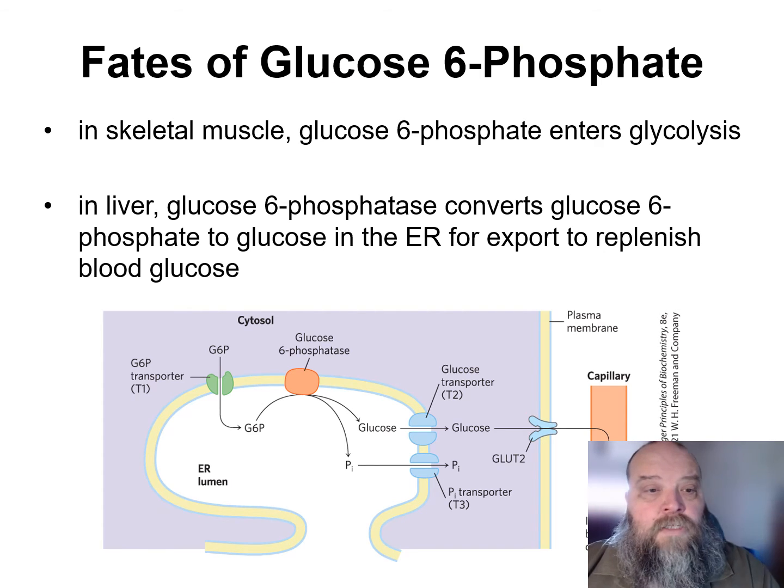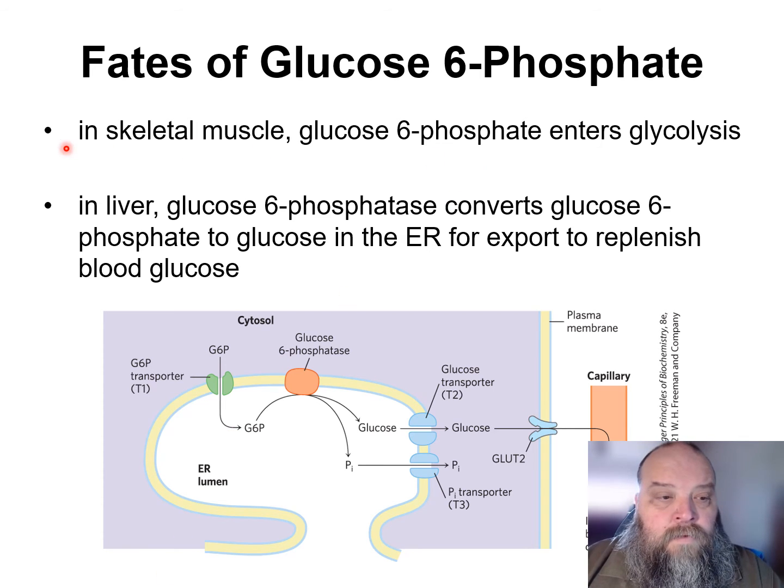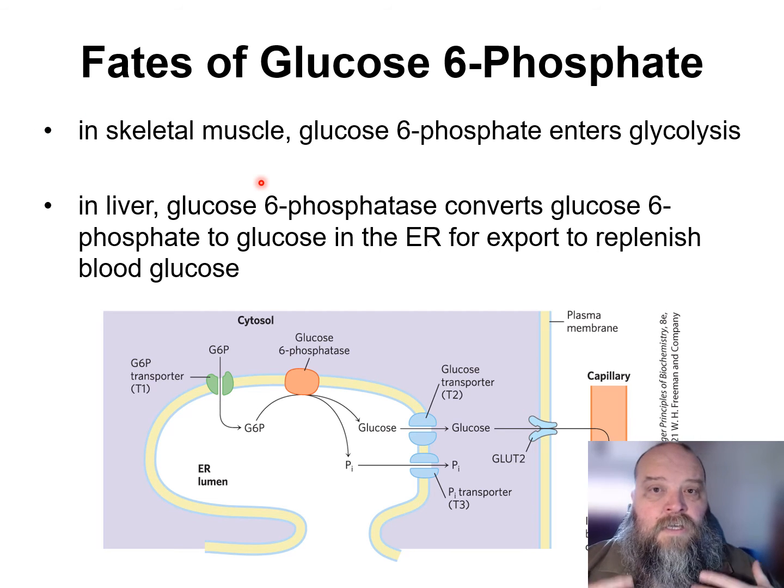Now what's going to happen to G6P? Well, it depends on what's the needs of the cell, what's the needs of the tissue, what's the needs of the organism. If you're talking skeletal muscle, because you've broken down the glycogen in your muscles because you're under a high energy needed state, well, G6P automatically goes into glycolysis in the cytoplasm.